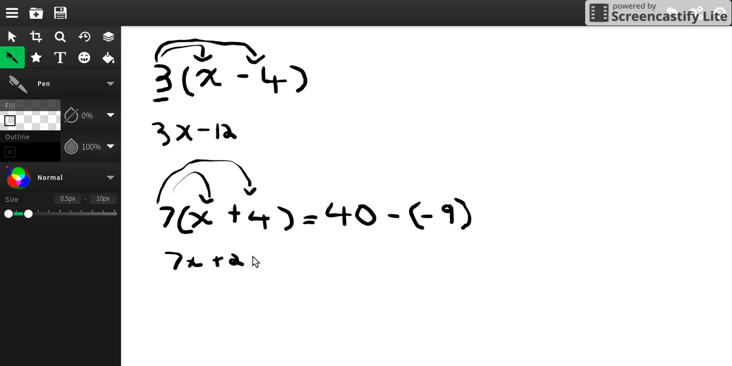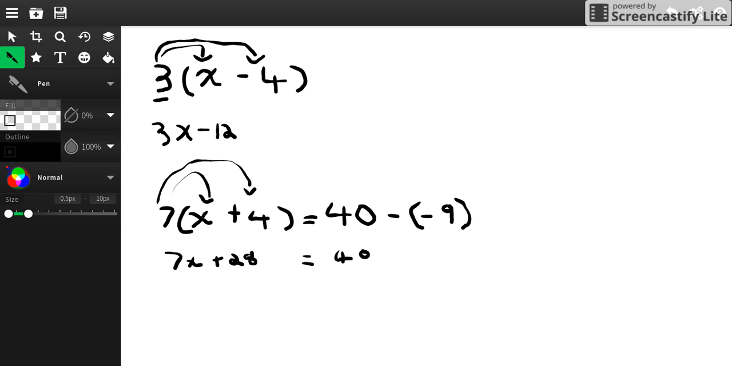Now let's simplify the right side of the equation. Now what the right side of the equation says is 40 minus negative 9. And 40 minus negative 9 is the same thing as 40 plus 9. Two minuses make a positive. So 40 minus negative 9 is 40 plus 9, which is 49. So we've simplified both sides of the equation.